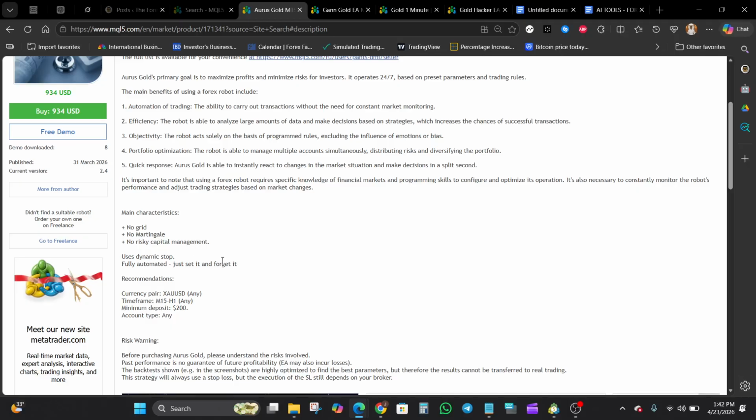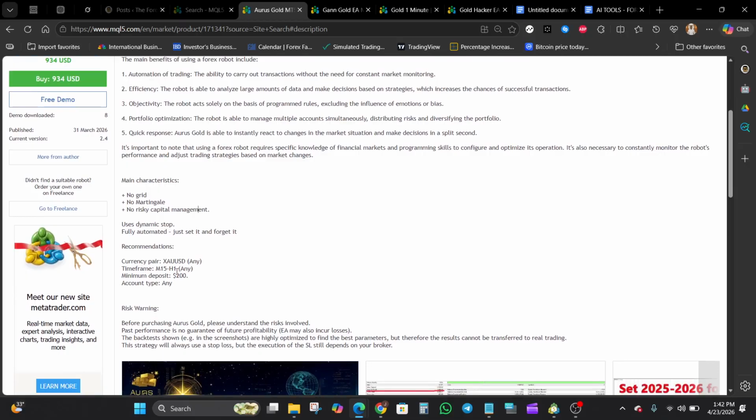It also supports multiple time frames from M15 to H1, which suggests the strategy isn't ultra fast scalping, but more of a short term trend or momentum based approach. Minimum deposit is 200 US dollars, as we can see here, which is relatively accessible. But again, performance will depend heavily on lot sizing and risk settings.